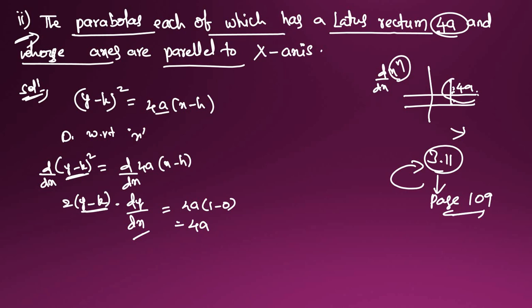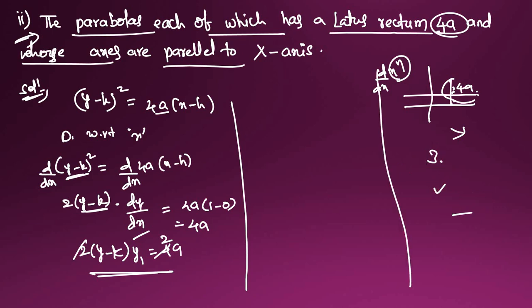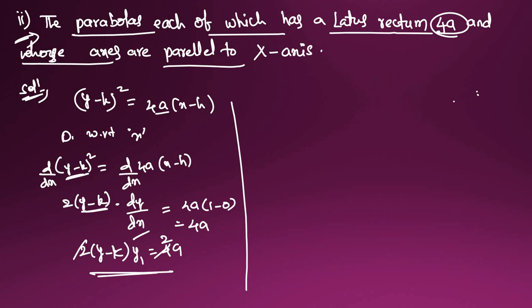So what will come here? 2 into y minus k into y1 is equal to 4a. Here 2 will get cancelled. Now here what we have got is y minus k into y1 is equal to 2a.